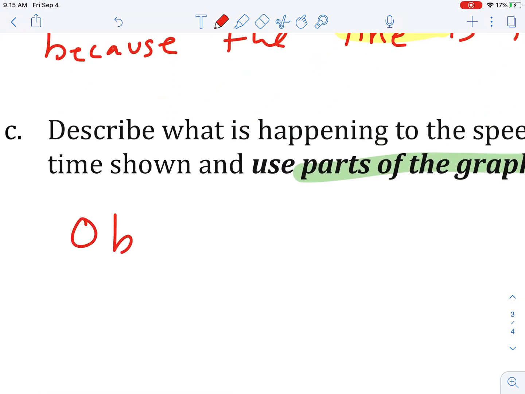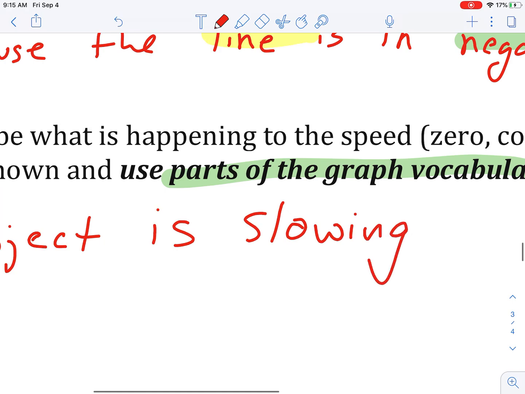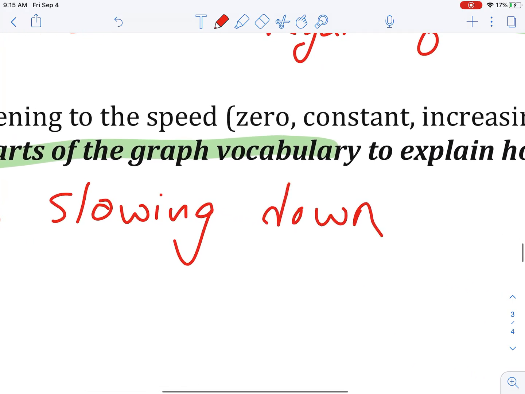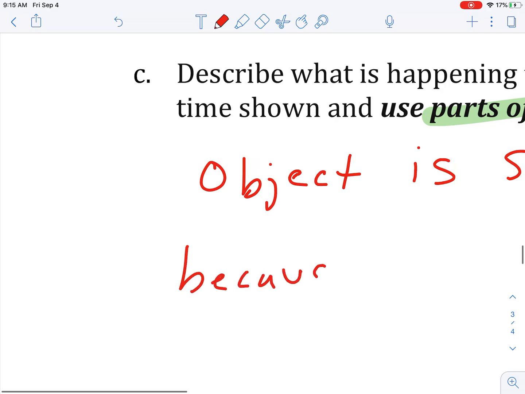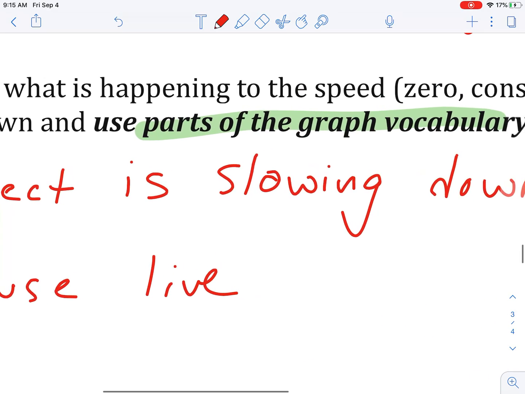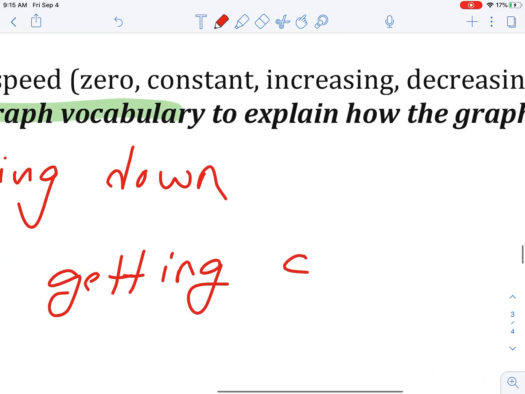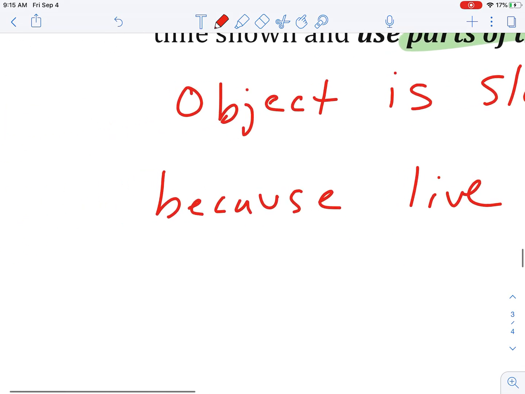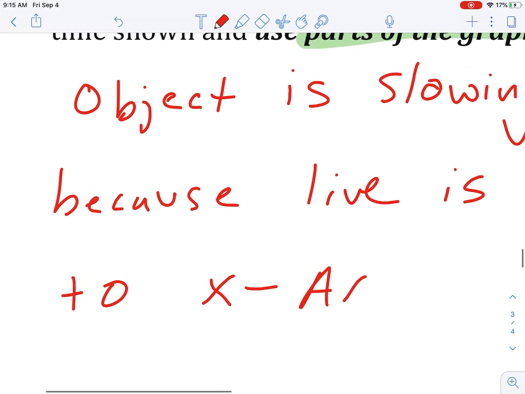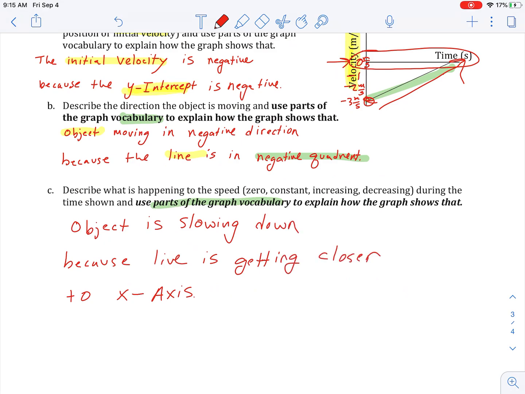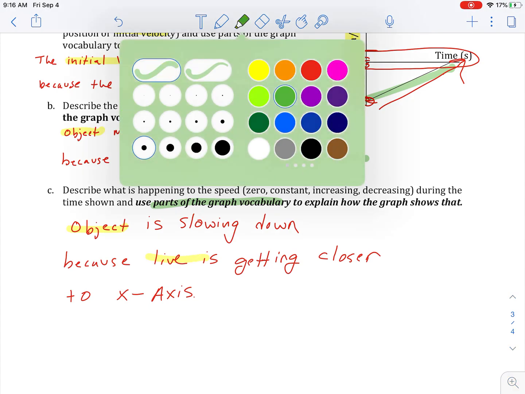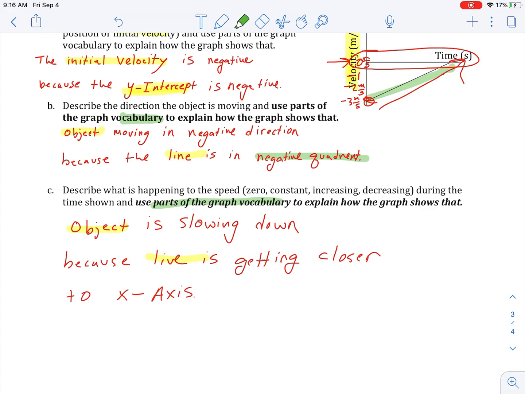So we'll say the object is slowing down because the line is getting closer to the x-axis. Okay, final time to show you. Once again, I talked about the object and then I talked about the graph. And I used the key graph vocabulary, like closer to the x-axis.